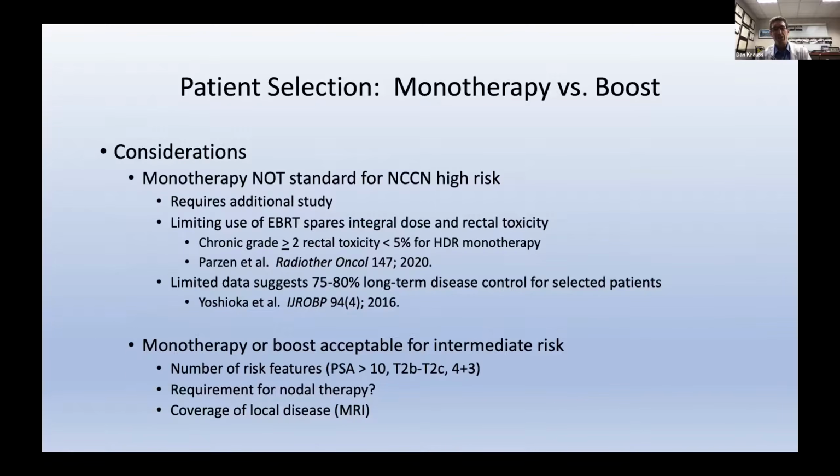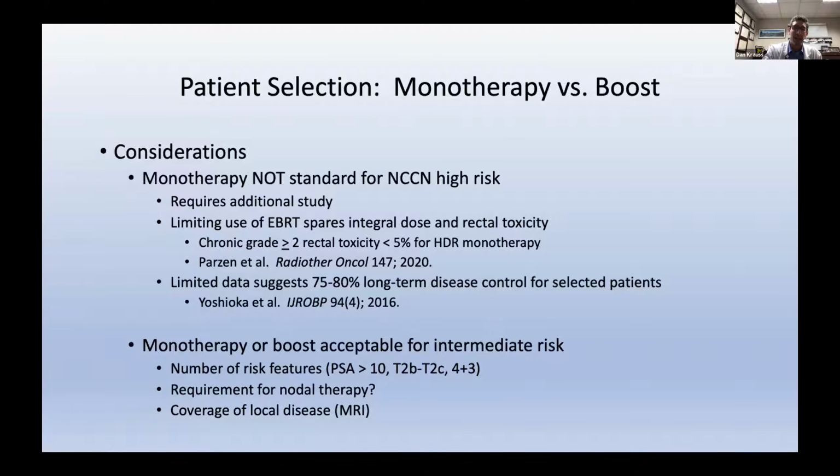The other patient selection factor that I wanted to talk about is whether or not you're going to do monotherapy or combination therapy for these patients. Monotherapy is really not considered standard therapy for NCCN high risk. It's an area that I'm very, very interested in, especially as we continue to use MRI more and more. If you have organ confined disease and favorable high risk features, is this something that we could get away with? But by limiting external beam, you spare certainly the majority of the integral dose that boost patients are going to be exposed to.